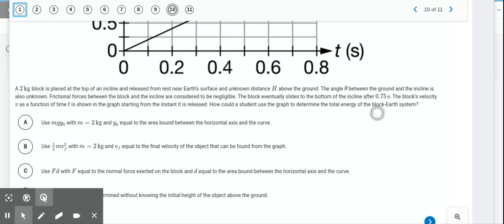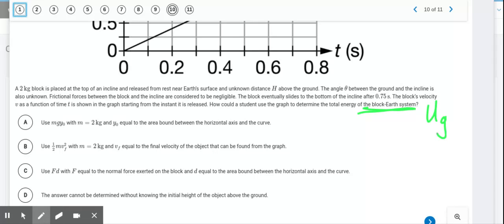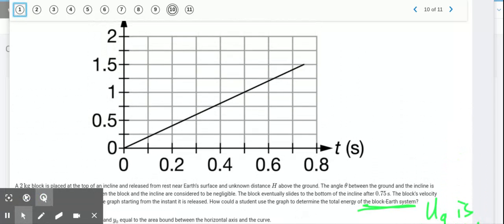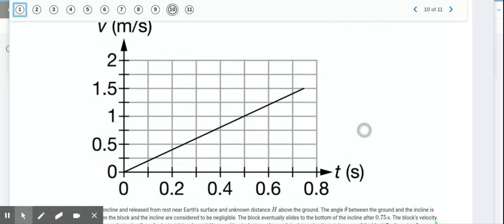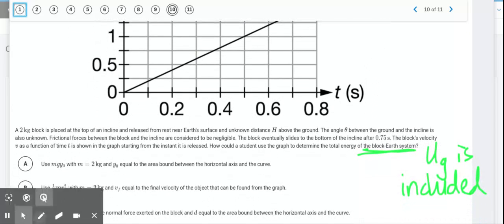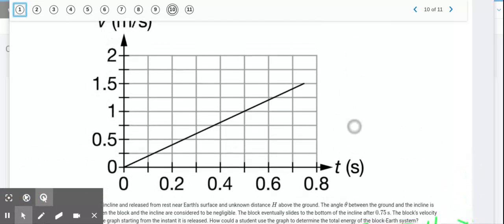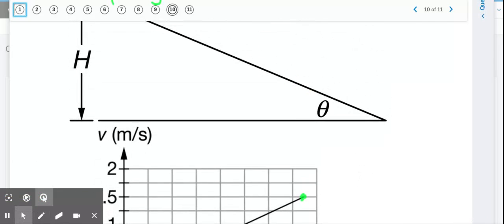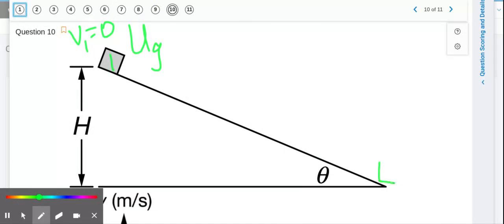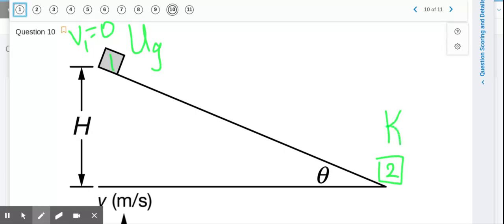Great. Okay, so first of all, UG is included, right? Because Earth is included. Fantastic. All right, so let's think. When it gets to the bottom, if we go back up, it's got a speed of 1.5, right? So let's call this point 2. This is K only, kinetic energy only, and this speed is 1.5.